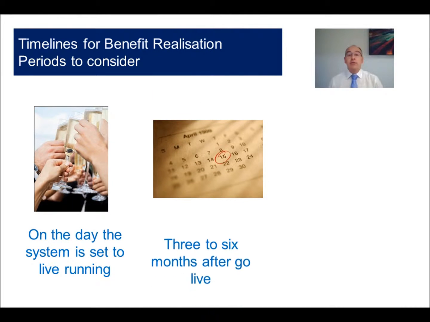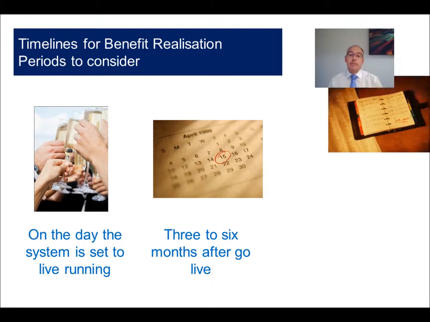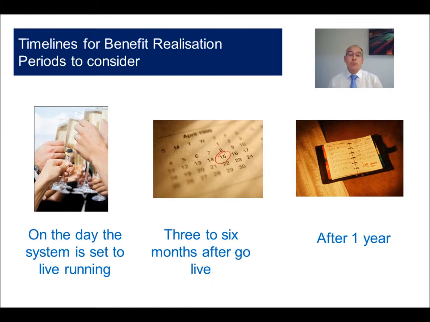The second one relates to about 3 to 6 months after go live. We may need to do some statistical analysis of the data, and from that draw conclusions on how we can work better. And after 1 year, perhaps when we've been through a whole business life cycle of a year, we can then do more analysis, or we're going to see that other improvements come into the business.